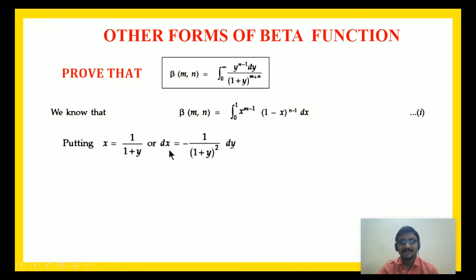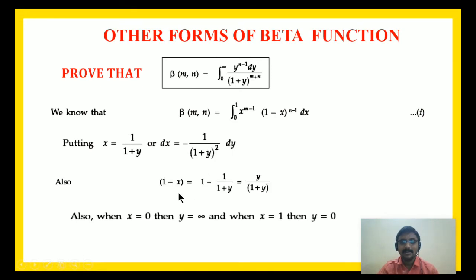Now putting x equal to 1 by 1 plus y, dx is negative 1 by (1 plus y) whole square dy, which is obtained by differentiating on both sides. The derivative of x is dx, the derivative of 1 by 1 plus y is minus 1 by (1 plus y) whole square into dy. Now also we have 1 minus x is 1 minus 1 by 1 plus y, which is equal to, taking the LCM of 1 plus y, 1 plus y minus 1. Clearly 1 will get cancelled, so we will have y by 1 plus y. It is the value of 1 minus x.